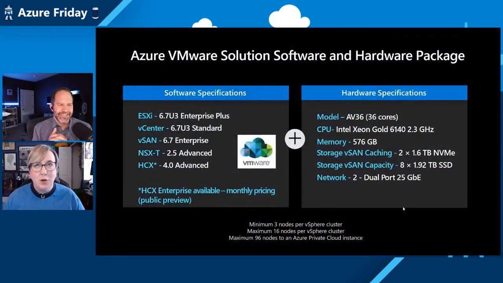So cool. So I understand that you have some slides and a demo to look at. I do. So when you're taking a look at this, this is the software specifications and the hardware specifications. It should feel familiar if you are a VMware admin. This is what you're getting right now. If you're deploying this service, it should match up to something that you've got on-prem, or maybe it's a version ahead. And the big piece here is called out at the bottom. You need 3 nodes per vSphere cluster. That's the minimum. There's a maximum of 16 nodes per vSphere cluster, and then a maximum of 96 nodes in an Azure Private Cloud instance.